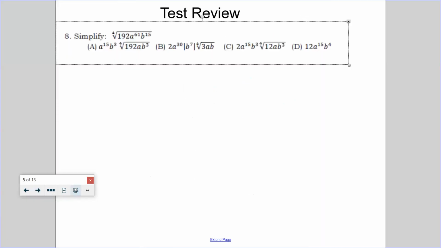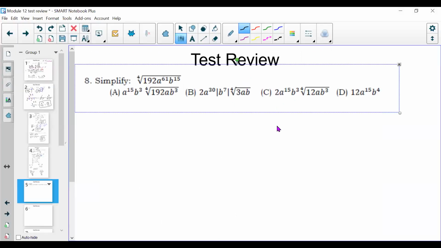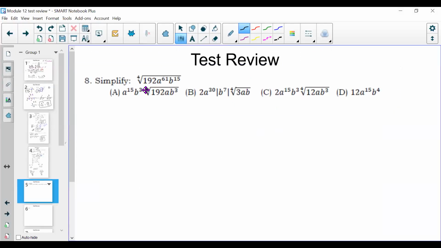Let's go on to number 8 in the test review. So I want to simplify this for number 8. The first thing I would do, I have a real number of 192. I would find the prime factorization of this. In this case, it's 2 to the 6th times 3. And then I have a to the 61 and b to the 15. So I want to reduce this.